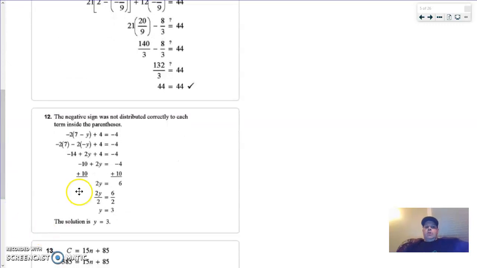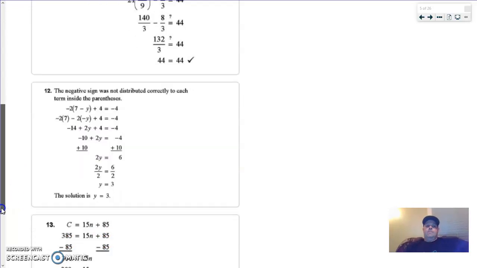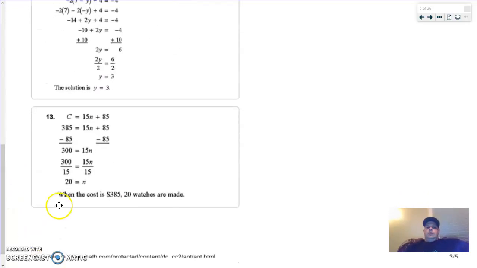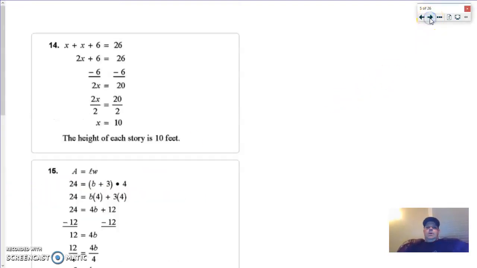Number 12, the negative sign was not distributed correctly to catch the terms inside the parentheses, so this should have been negative and a positive right here. So that solution is y equals 3. Number 13, the cost is $385. 20 watches are made, 20. Number 14, the height of each story is 10. You can see how we set it up here.